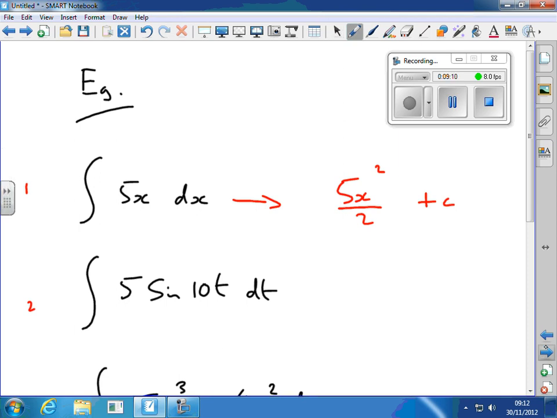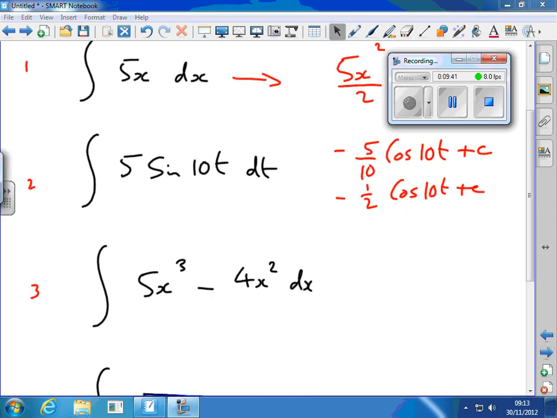Next one, integral of 5 sine 10t becomes? Plus c. Yep, good. And we could simplify that a bit, couldn't we? Because 5 over 10 is a half, so minus a half cos 10t plus c. Next one.